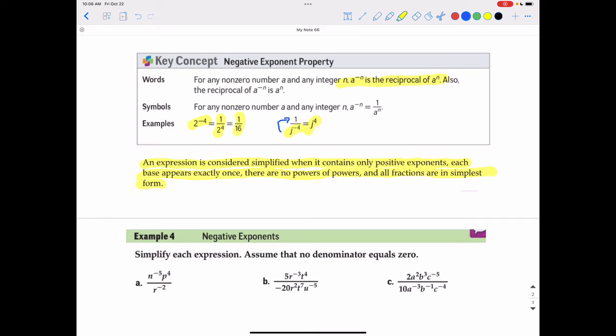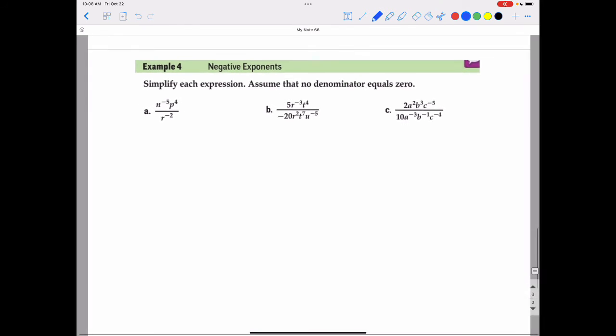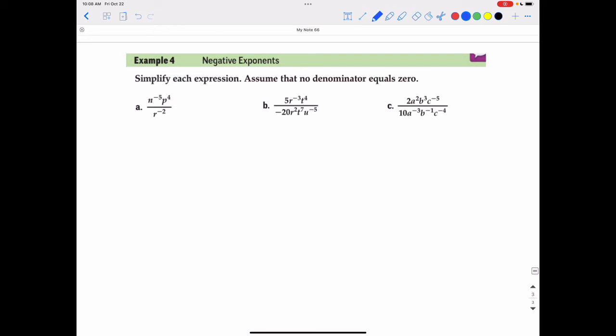The fraction should be simplified, and this should have no negative exponents in it, only positive exponents. So example number 4 says n to the negative fifth, p to the fourth over r to the negative 2. I only have unique bases. There aren't any multiple of the same variable bases, but I do have several negative exponents in there. So I'm going to take all the negative exponents and move them to the other portion of the fraction.